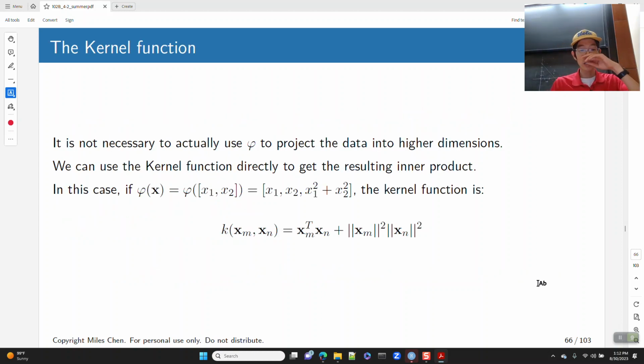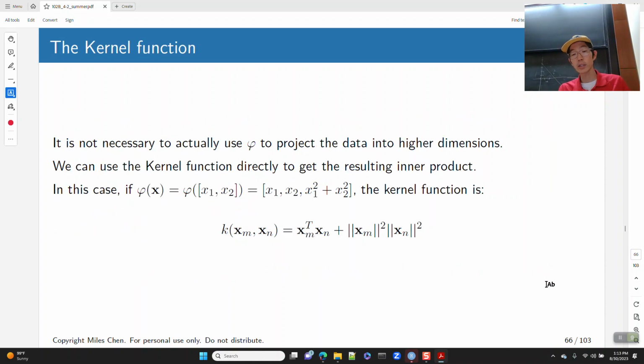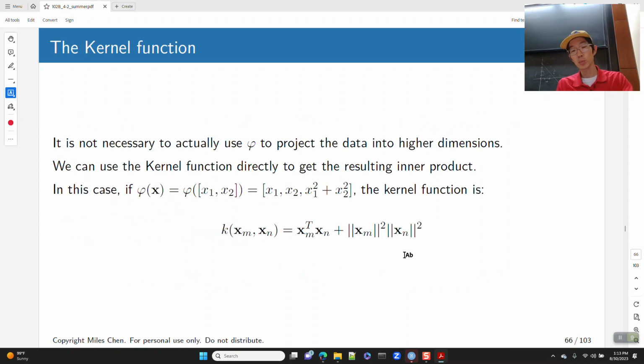The equivalent kernel function is xm transpose xn plus the norm of xm squared times the norm of xn squared. So I don't have to actually use that transformation function. I just want to get this result, 58, and I can get that result by using this function directly. I don't actually have to do any of the transformations. I don't have to transform (1, 1) into the vector (1, 1, 2), and I don't have to transform (5, 1) into (5, 1, 26). I can get this result 58 by using this formula.